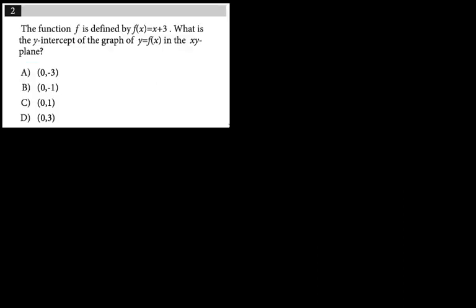Here we go. The function f is defined by f of x equals x plus 3. What is the y-intercept of the graph of y equals f of x in the xy plane? So one option here is just know the answer. The answer here is definitely (0, 3). That would be D, and I would move on.